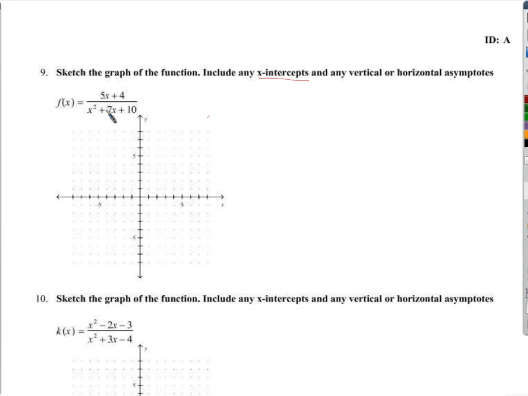Alright. X-intercepts, okay, so now we know that it's just when the numerator is equal to 0, and x is -4/5. So -4/5 is our x-intercept. Good.